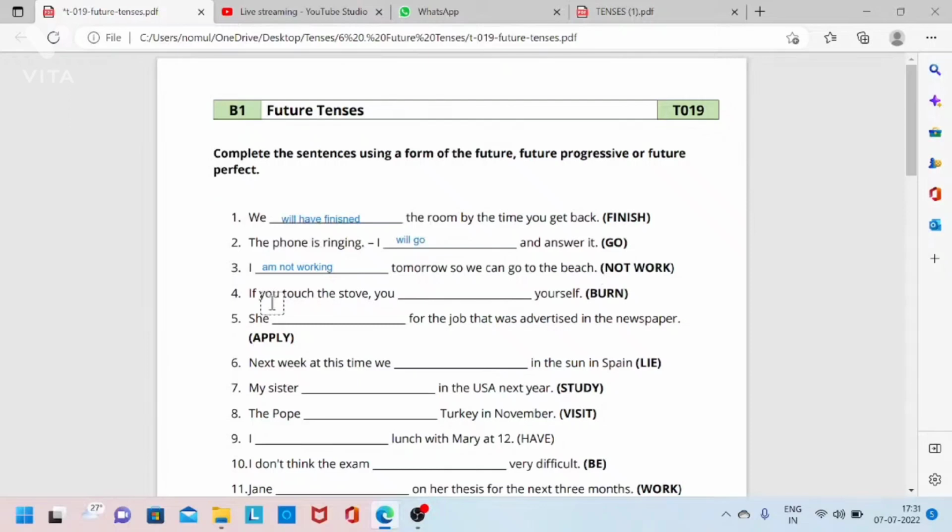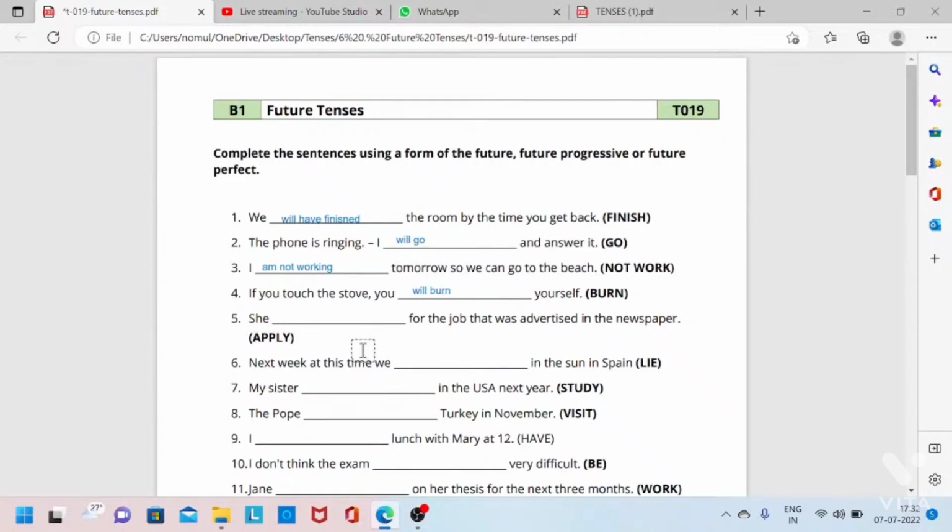And let us try the fourth one. It's very easy, you can also try doing it. So if you touch the stove you dash yourself burn. Using burn we have to complete it. We already know the rule that we have to use will here. Okay, will. So if you touch the stove you will burn. Okay, you will burn yourself. This is the answer. Very clear, and it is very easy to complete also.